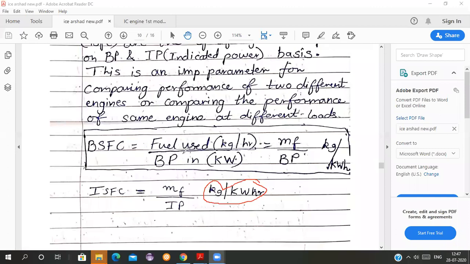See, is brake power more or indicated power more? Of course, indicated power is more. So these two things are coming in the denominator. As indicated power is more as compared to brake power, m dot f divided by indicated power will be a less value, and m dot f divided by brake power will be a more value. Therefore, BSFC will be more as compared to the indicated specific fuel consumption.